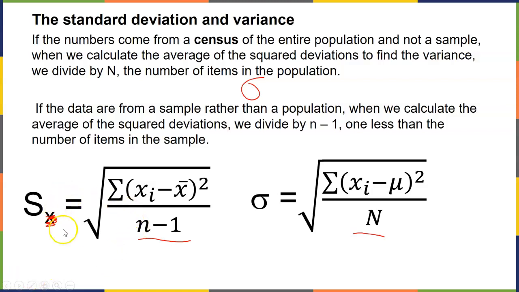Okay, and then the last thing we did is we talked about how the formula is slightly different when you're using a sample instead of a population, right? So when you're using a sample, when you do that division step, you don't divide by the number in the sample. You divide by the number in the sample minus 1. But if it's a population, you divide by the number in the population.